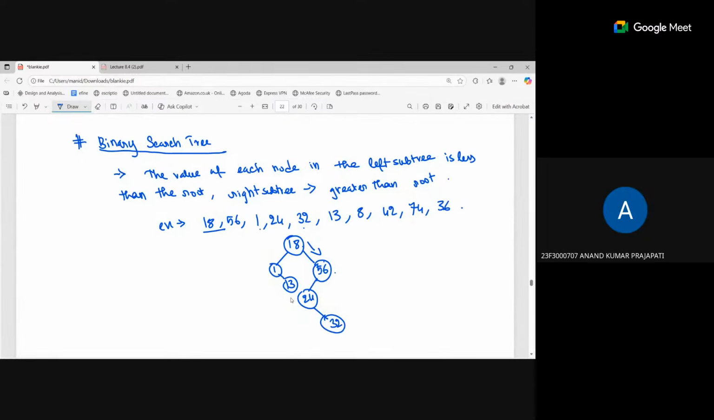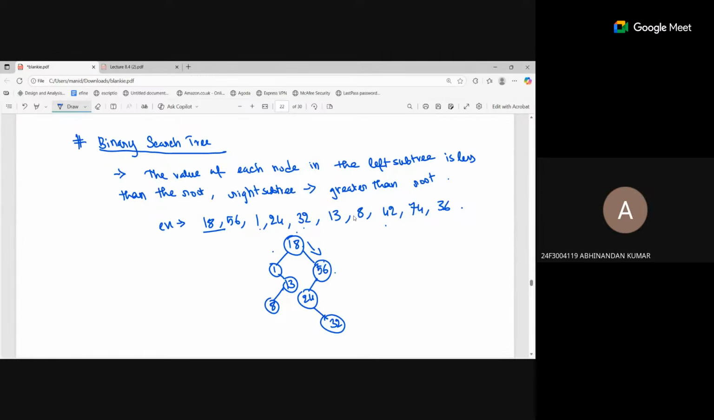Left of left of 13. See, 8 is compared with 18. It is in the left subtree. It is greater than 1, so again in the right subtree, but it is less than 13, so in the left subtree again. 42 will go where?